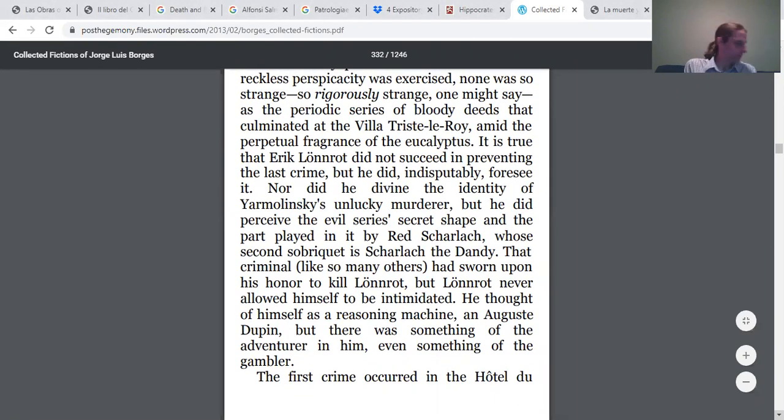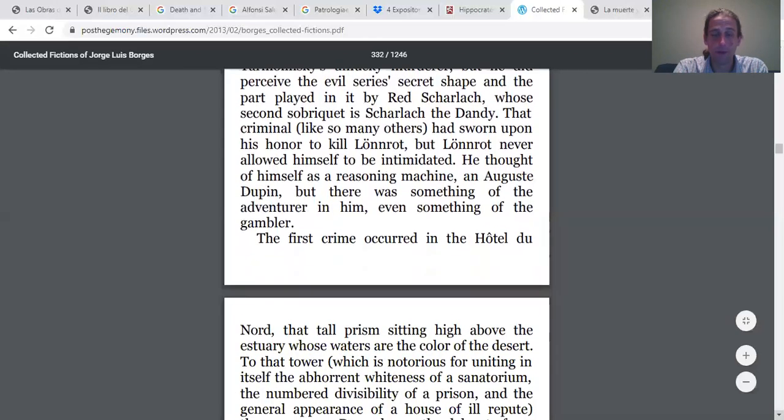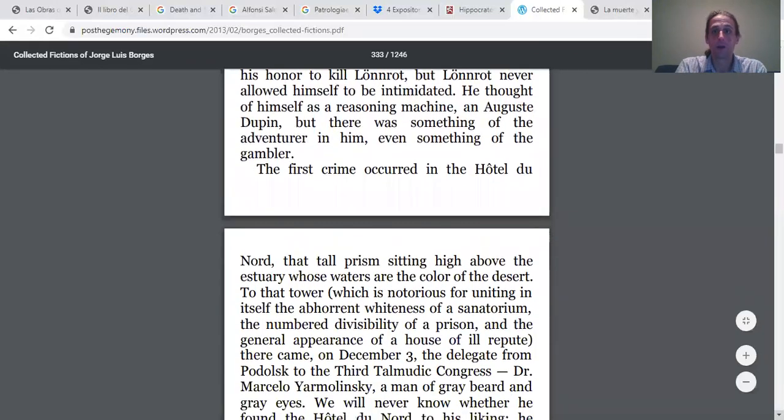I want to draw your attention in the printed text to page 147. It's the first page of the story, and we're going to start in the second paragraph, just after the introductory paragraph where the narrator introduces the main characters and gives a little background about the story. In the second paragraph, he begins to describe the first crime, the murder of Marcelo Yarmolinsky. So I want to read a little bit of it with you, and I want us to pay attention to the numbers that occur in this paragraph.